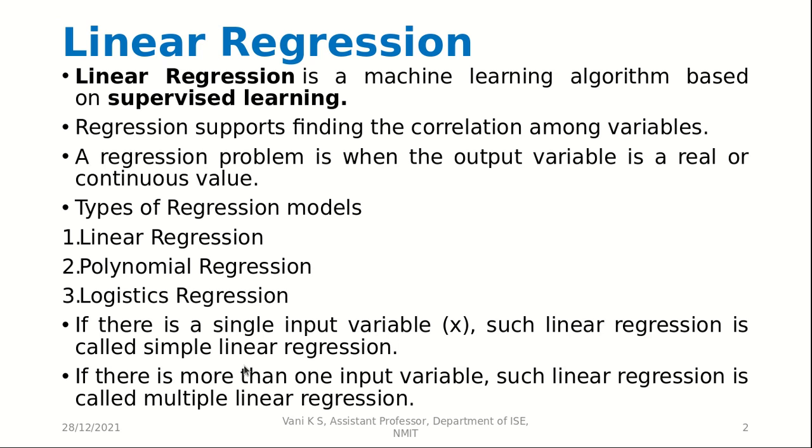Linear regression is a machine learning algorithm based on supervised learning. Now, regression supports finding the correlation among variables. A regression problem is when the output variable is a real or continuous value. So it basically finds how two or more variables are connected to each other. It finds a relation between the variables.